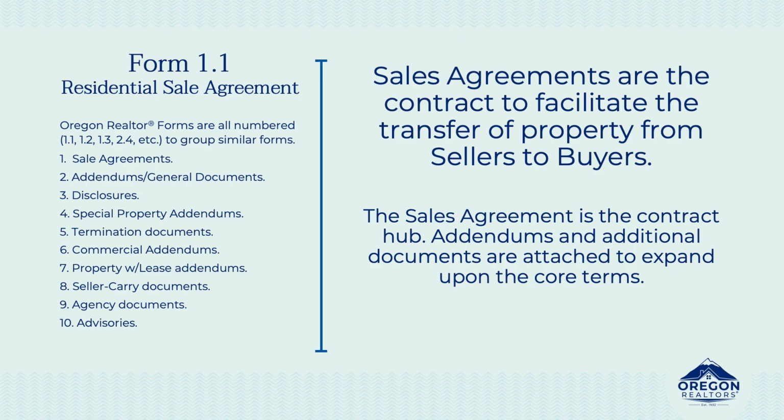Our forms are numbered with similar nomenclature. So Form 1.1 is the residential sales agreement, 1.2 is commercial, and so on and so forth. The 2s are addendums, the 3s are disclosures, and so on and so forth, as you see on the left-hand side of the screen. These are the ways that we number our forms.